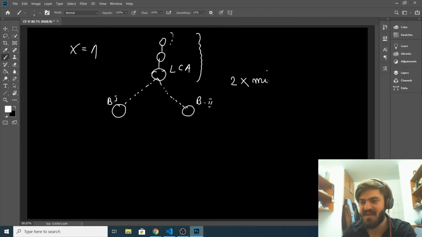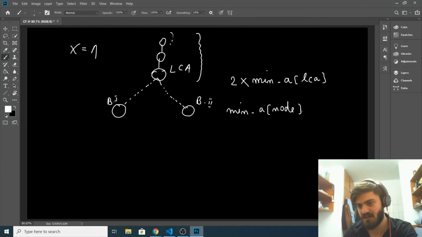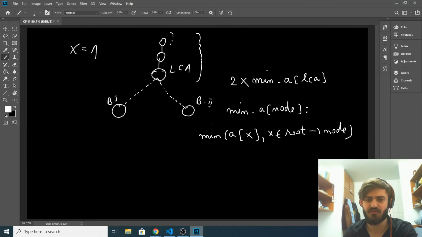So let's call it min A, the minimum A of LCA. And as I've told you, the minimum A of some node is going to be the minimum between each and every A of some X, where X is part of the chain from the root all the way to that node. So again, if I pick two nodes and I find their LCA, I can pick as the node U whatever node I want from the LCA to the root. This is super important because, of course, I'm going to pick the minimum one.